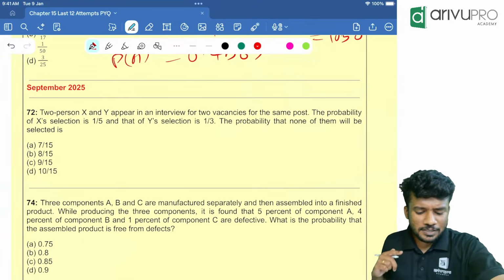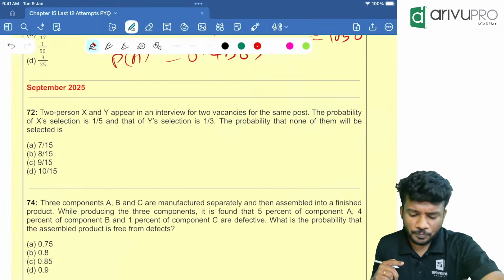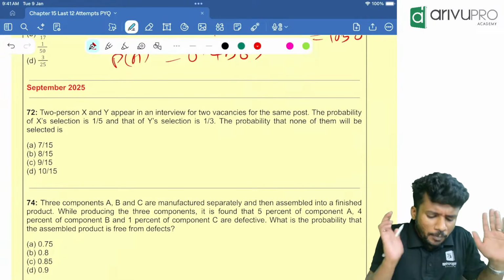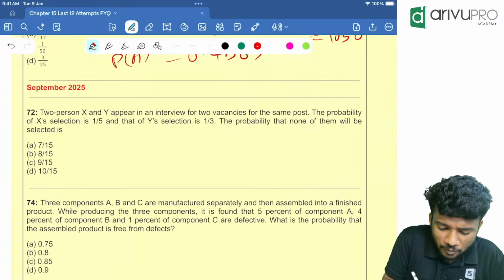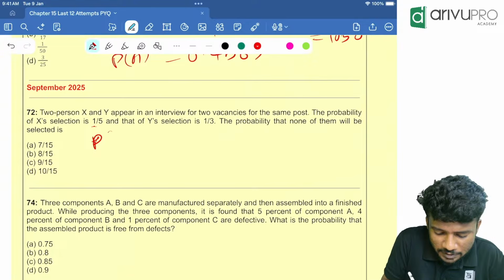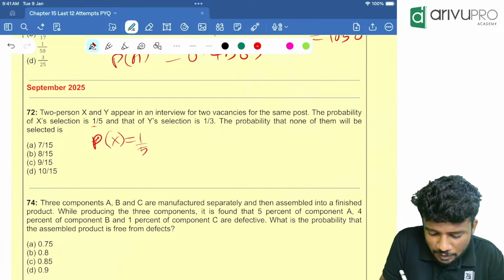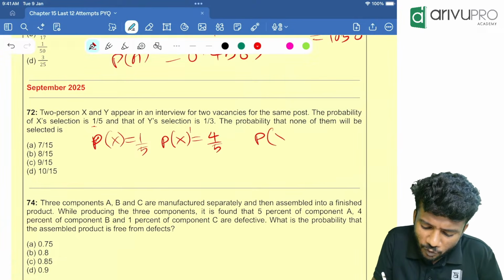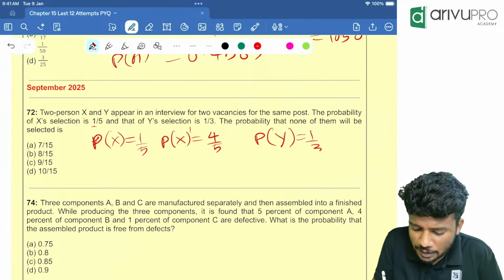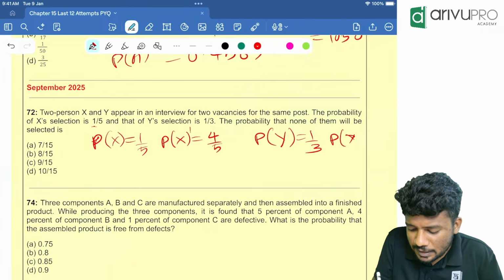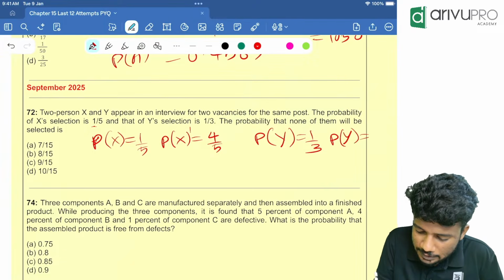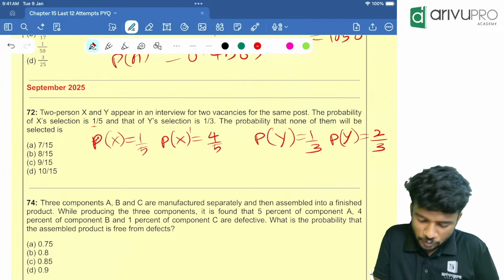Two persons X and Y appear in an interview for two vacancies. The probability of X selection is 1 by 5. That means P of X not getting selected is 1 minus 1 by 5, which is equal to 4 by 5. P of Y selection is 1 by 3. Then P of Y not getting selected is 1 minus 1 by 3, that is 2 by 3.